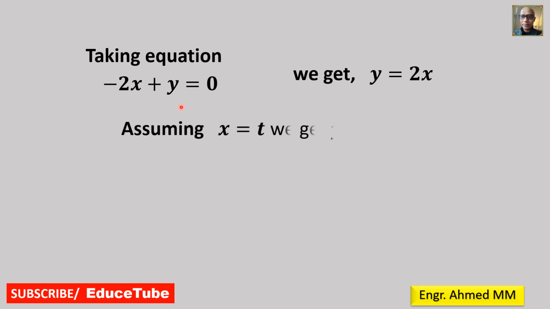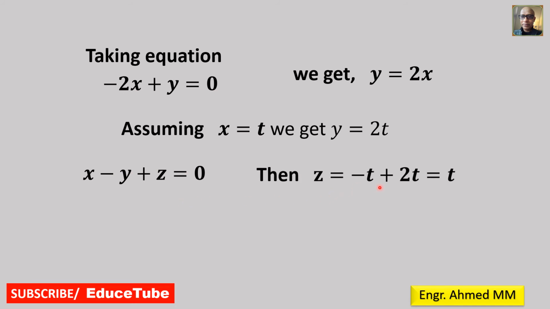So taking this simplest equation, we get y equal to 2x. Assume x equal to t, so we get y equal to 2t. This is the second equation from the previous slide. Then z equal to minus t plus 2t. Putting these values, we get t. So we got the values of x equal to t, y equal to 2t and z equal to t.